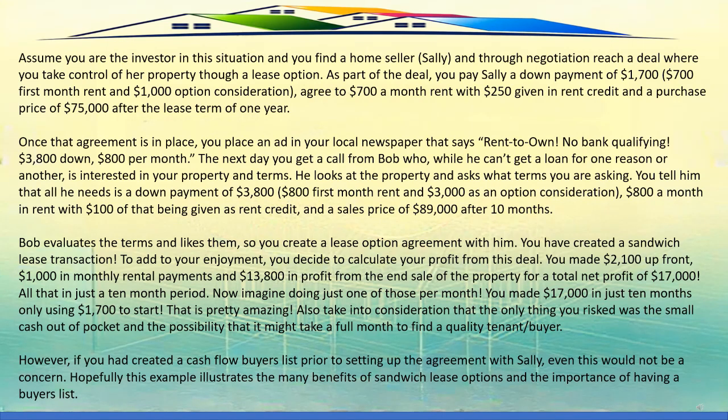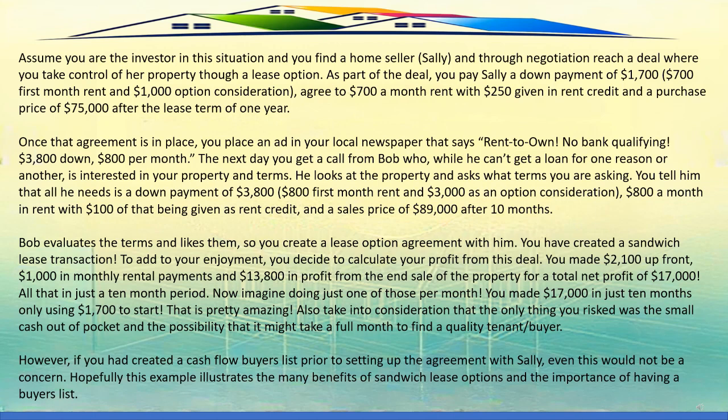Once that agreement is in place, you place an ad in your local newspaper that says rent to own. No bank qualifying. $3,800 down, $800 per month. The next day you get a call from Bob who, while he can't get a loan for one reason or another, is interested in your property and terms.